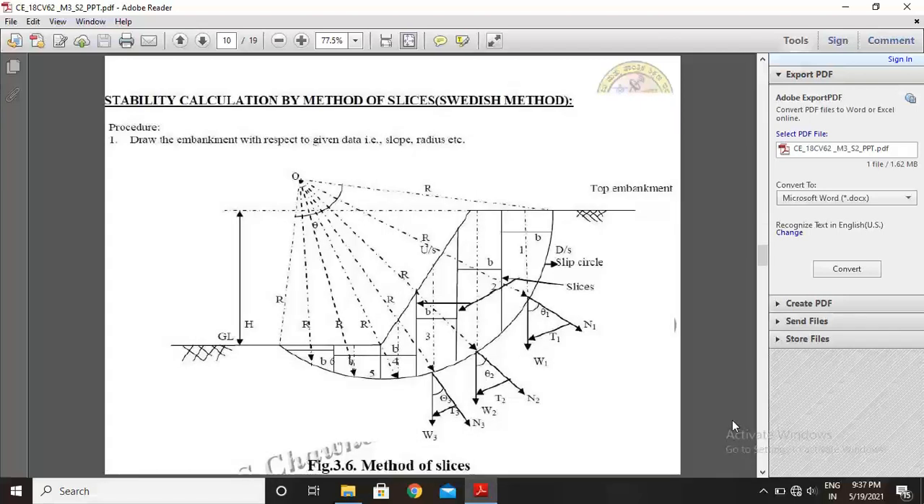Now let us see stability calculations by the method of slices, also called the Swedish method. This slide explains the Swedish method, or stability calculation by method of slices. Procedure: this diagram explains in detail how to calculate the stability analysis. Draw the embankment with respect to the given data, that is slope, radius, etc.